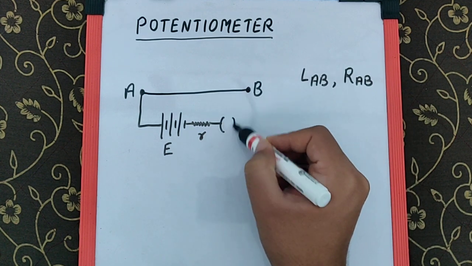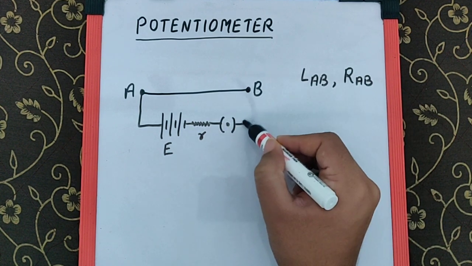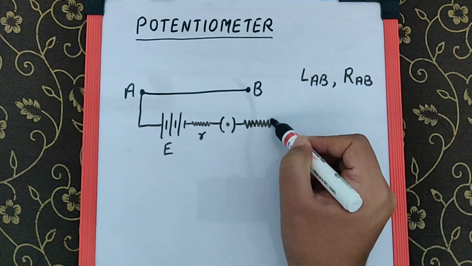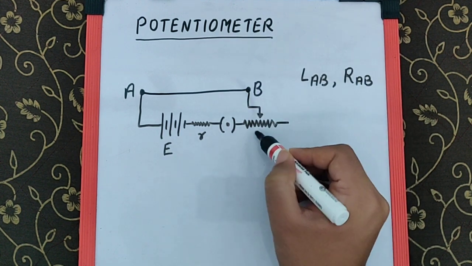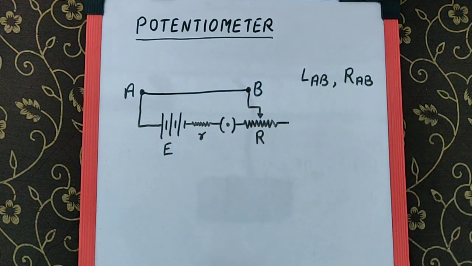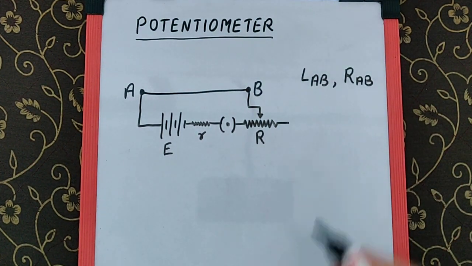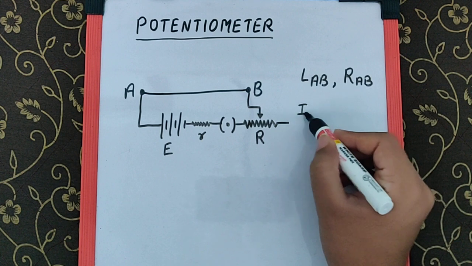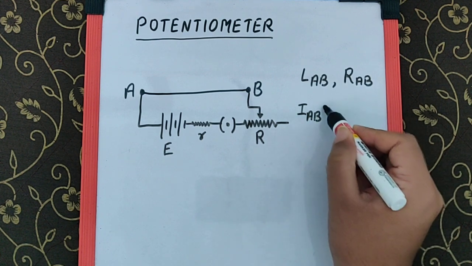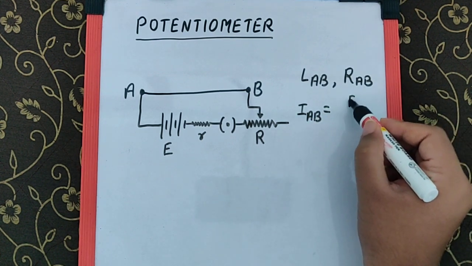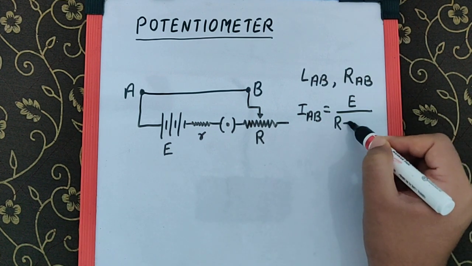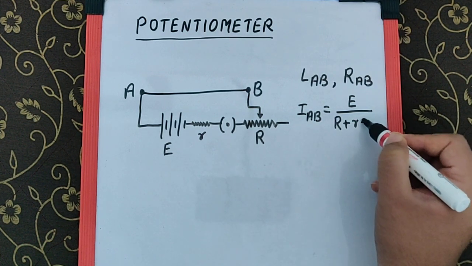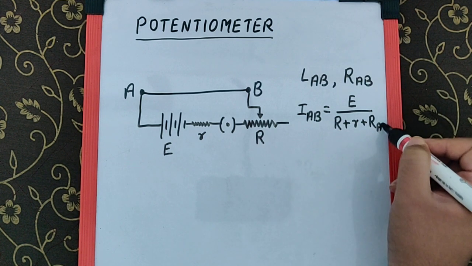With that we have a key and a rheostat connected like this, having resistance capital R. Now obviously we can say the current passing through the wire AB is going to be the total EMF upon the total resistance, which is the rheostat resistance plus the internal resistance plus the resistance of the wire.